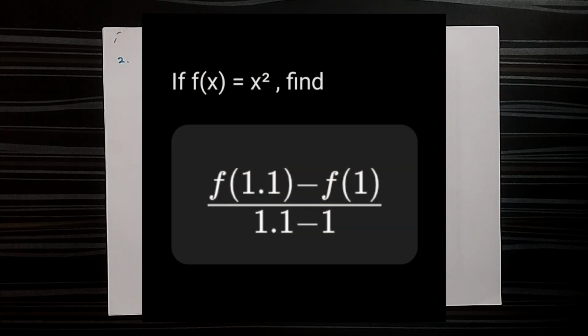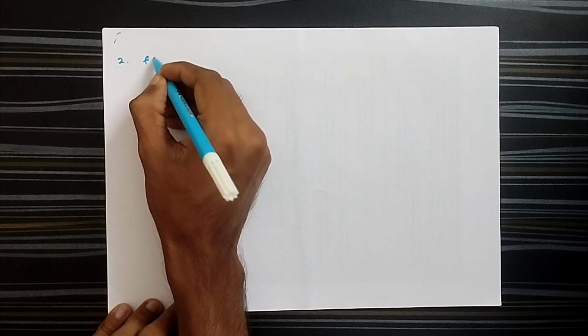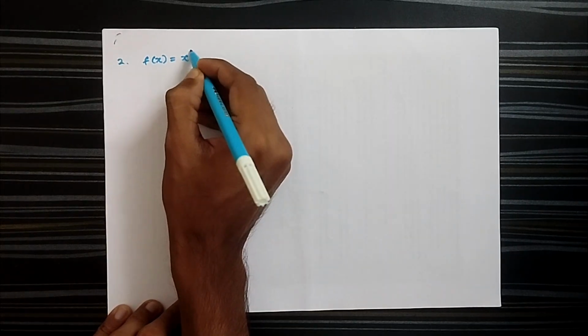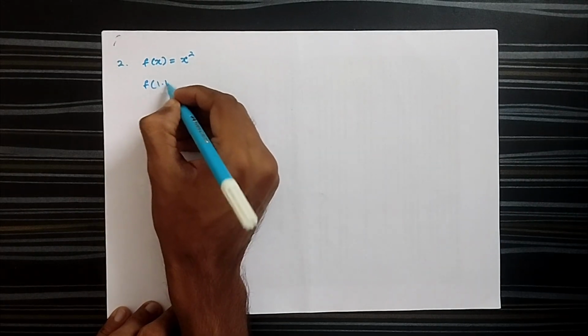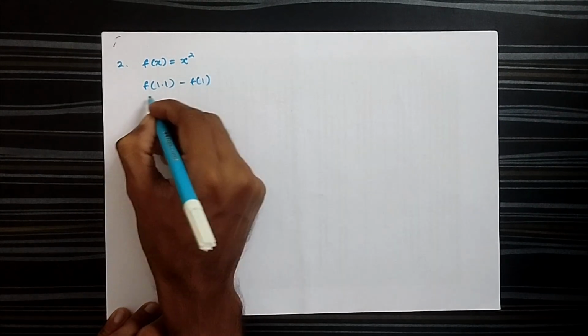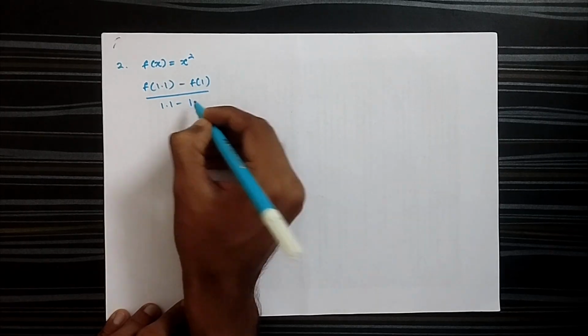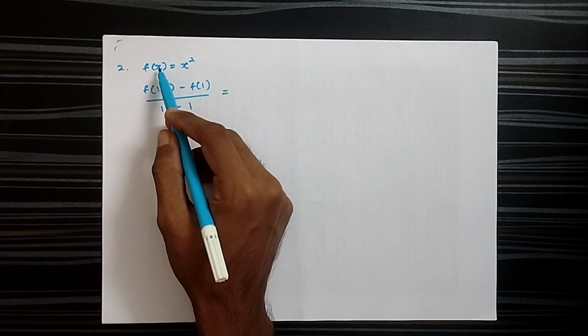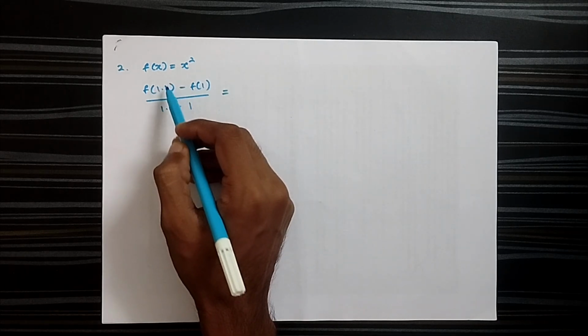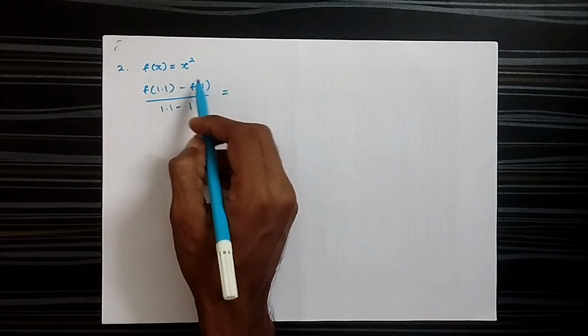Second question. If f of x equal to x square, find f of 1.1 minus f of 1 over 1.1 minus 1. So we have to evaluate the expression given that f of x is equal to x square. We have to evaluate f of 1.1 minus f of 1 divided by 1.1 minus 1. If we put 1.1 into this function, we can get its value, and if we put 1 here, we can get the value of this function.